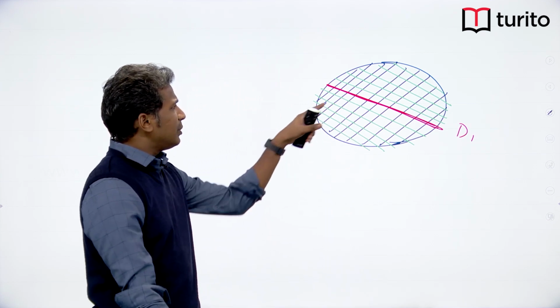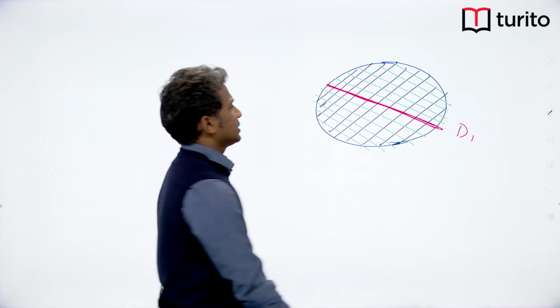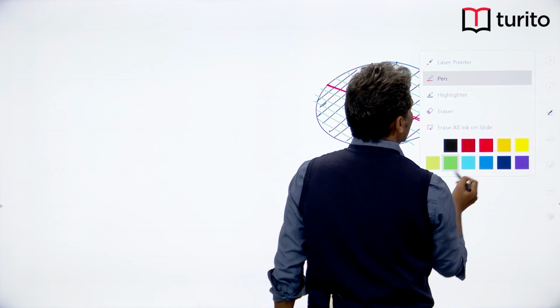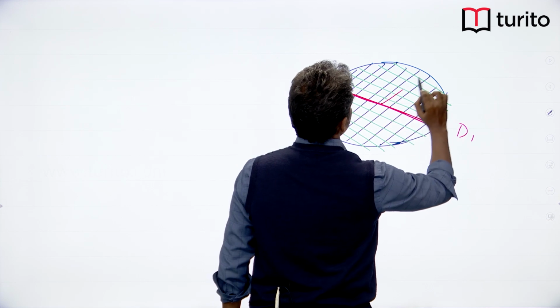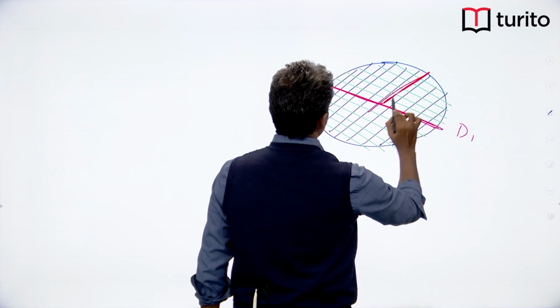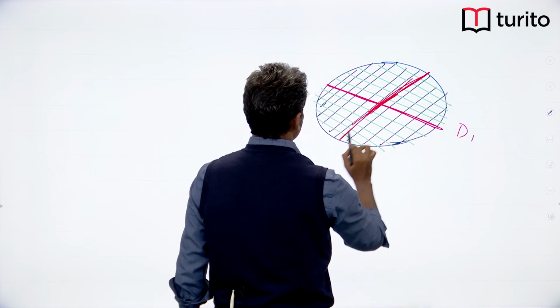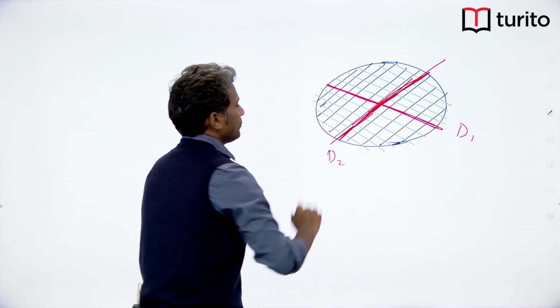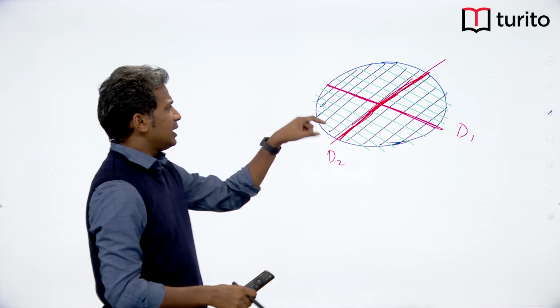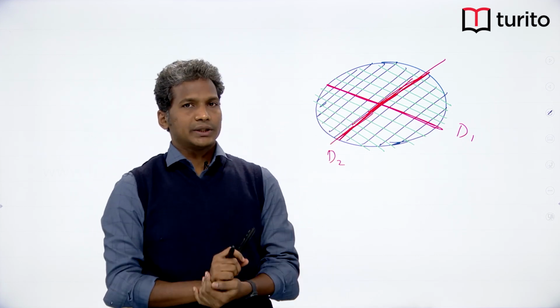And if I join the midpoints of all these green chords, then I will get another diameter. Let us name this D2. So, here D1 and D2 are called conjugate diameters.